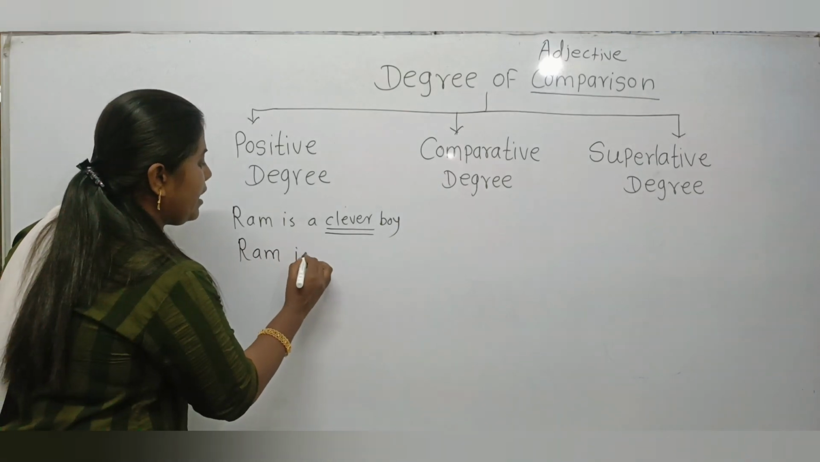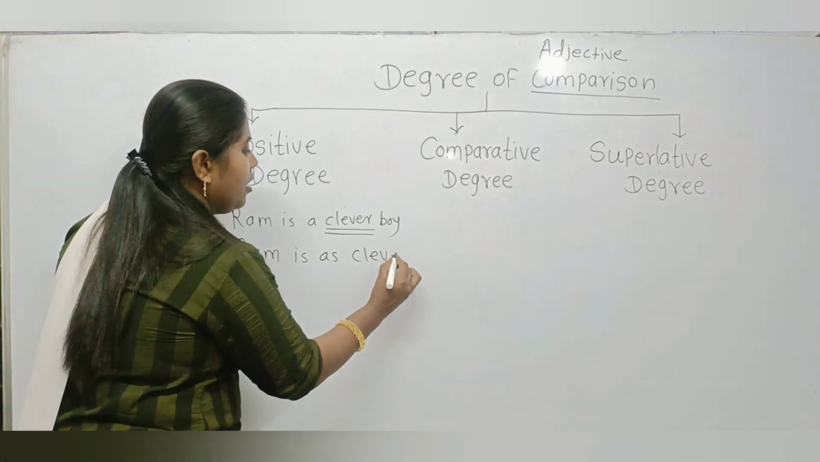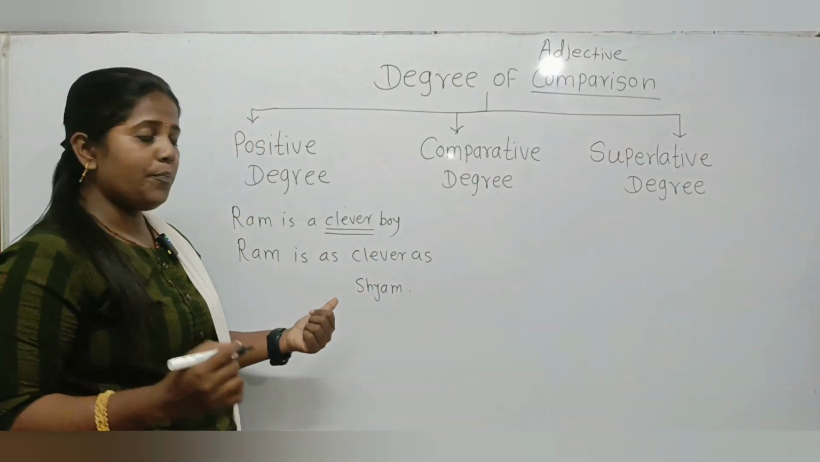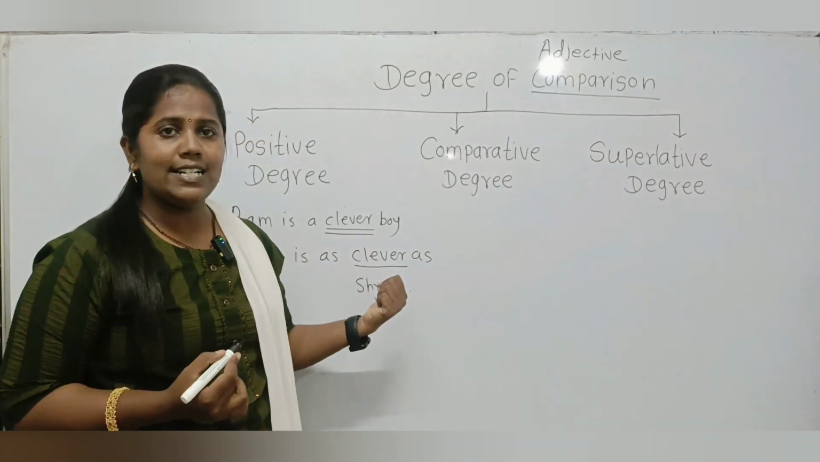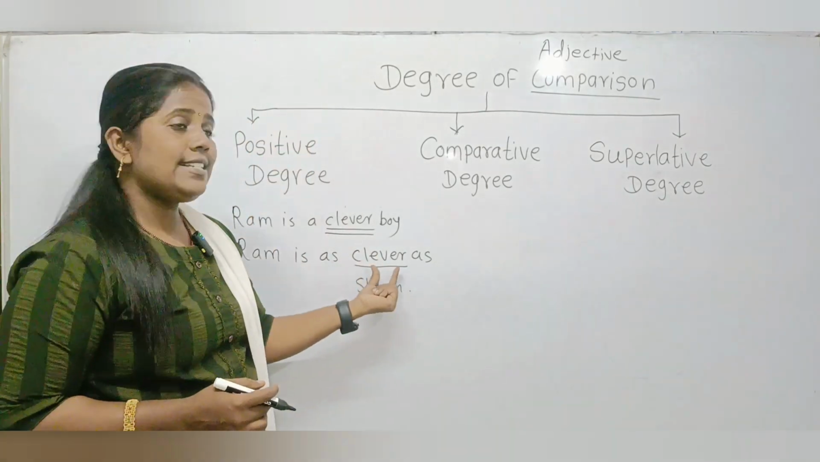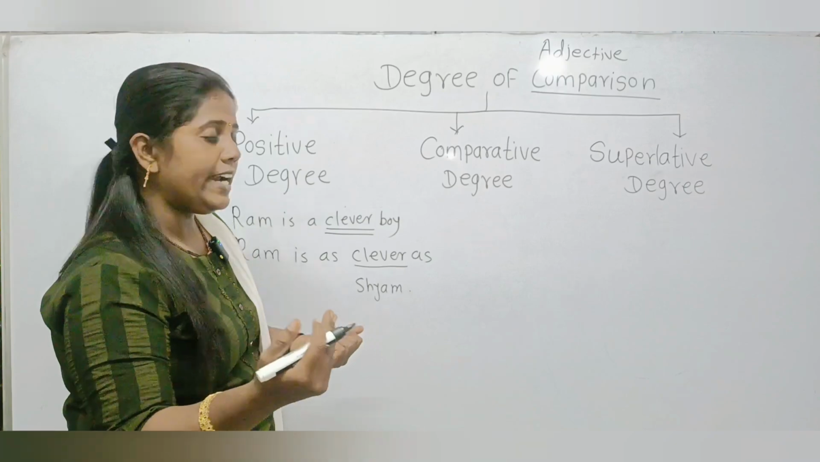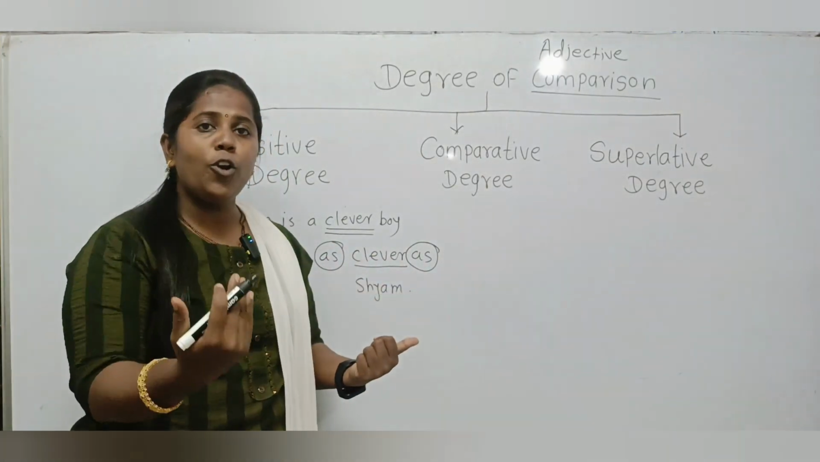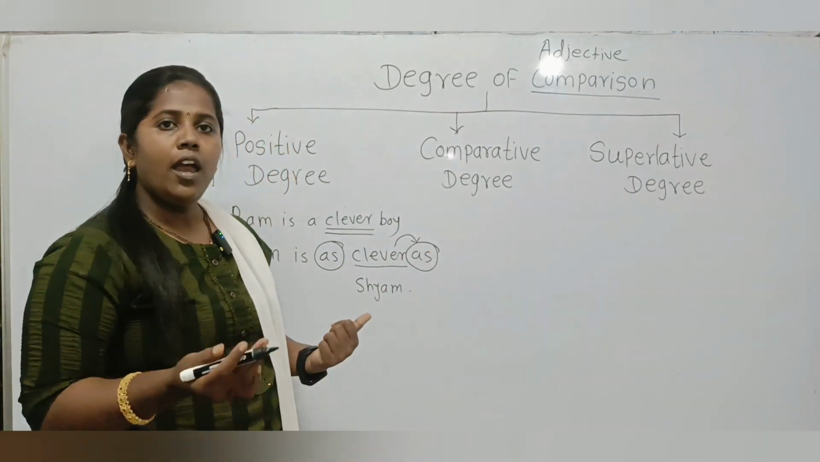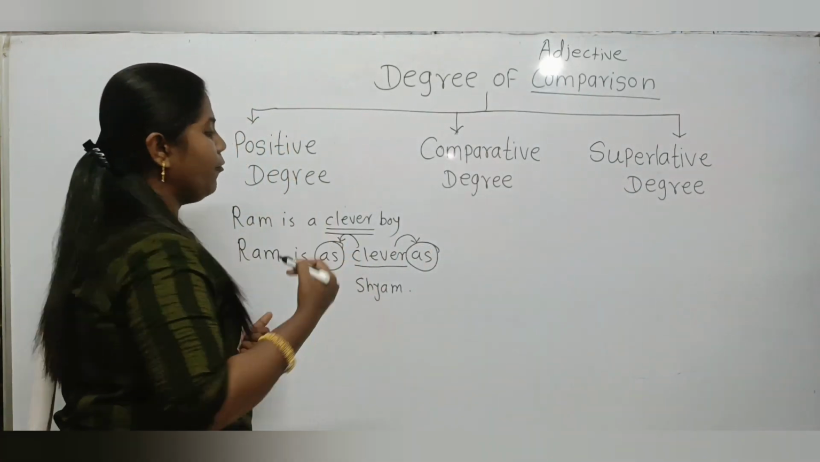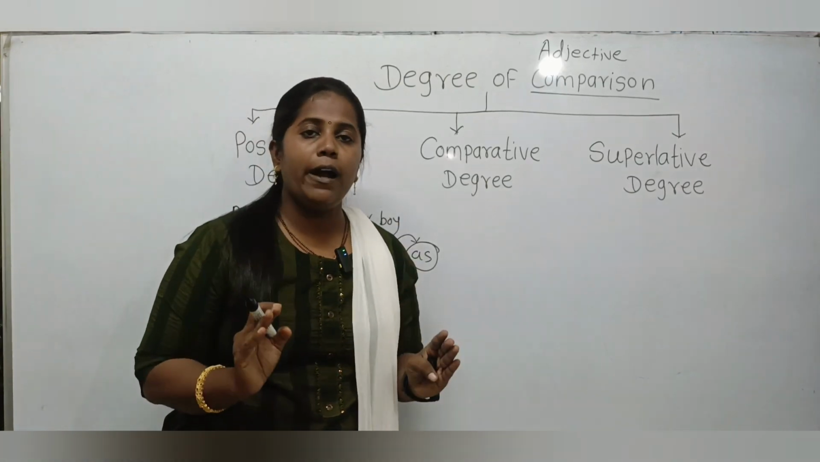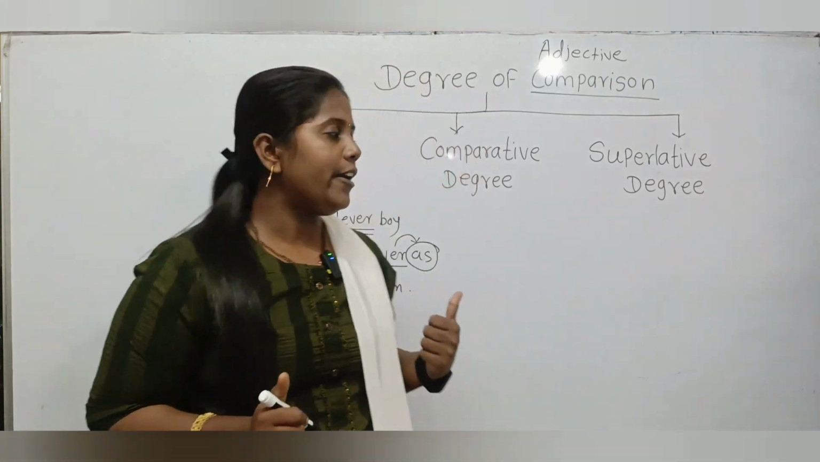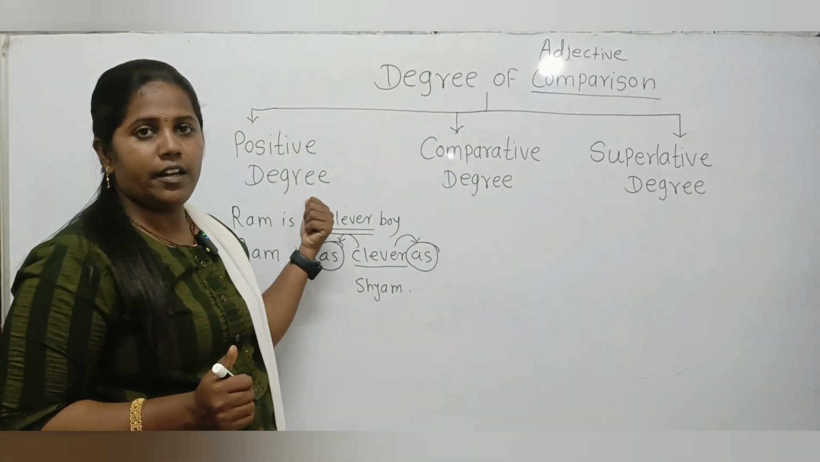That is, Ram is as clever as Sham. In this example, clever is the adjective, and in positive degree this adjective is followed and preceded by as. Followed means which comes after, and preceded means which comes before. It means in positive degree you will find the adjective between the two as. Then you can say that that is the positive degree.